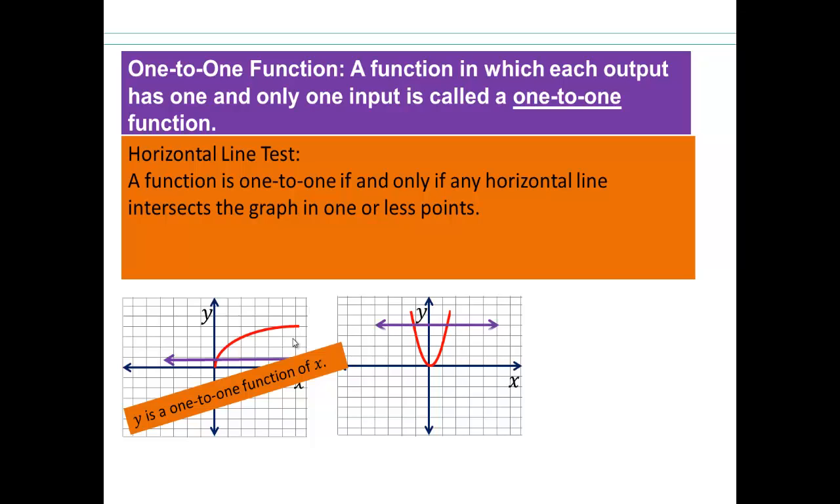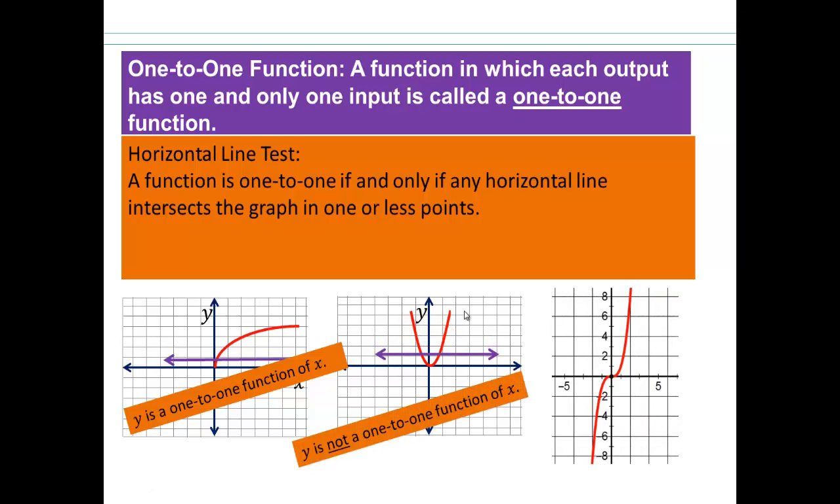All right, let's take a look at this graph. As we saw before, this horizontal line intersects it in a point here and a point here. So this function would not be a one-to-one function. Okay, how about that graph? This is y equals x cubed. Well, let's take a horizontal line and take a look. Sure, it looks like this is a one-to-one function. So here y is a one-to-one function.